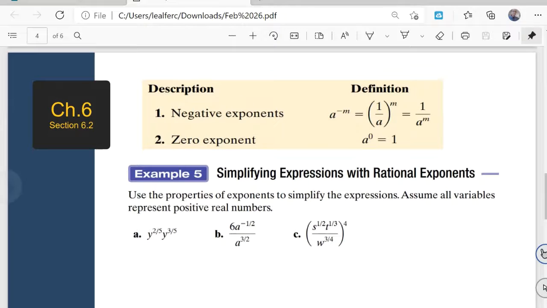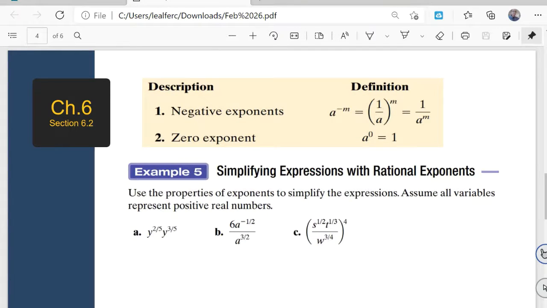And there are a few other properties that are old stuff, but maybe you will remember. A exponent negative m, you can flip, right? It is equal to 1 over a exponent m, and a needs to be different from 0. A exponent 0 equals 1. Any number or expression different from 0, if you raise it to the power of 0, is equal to 1.